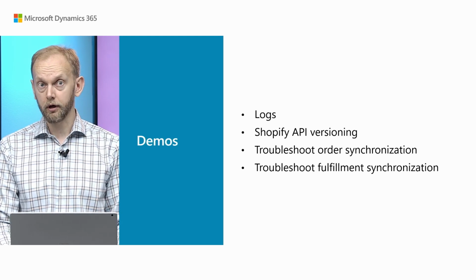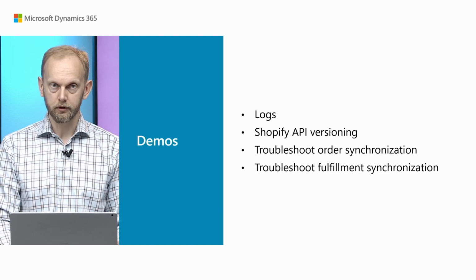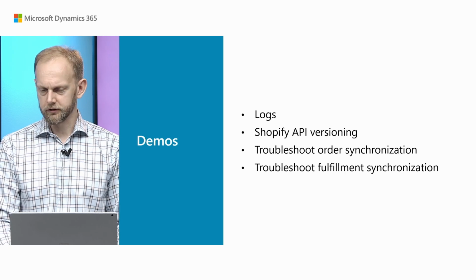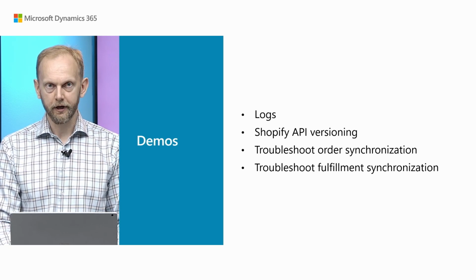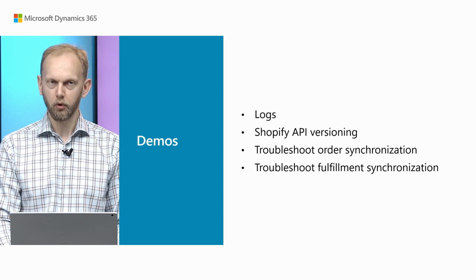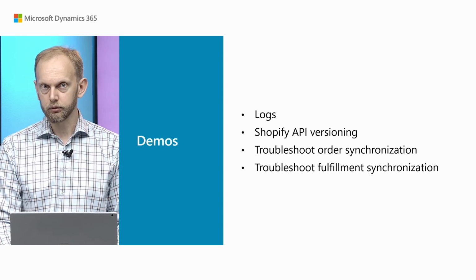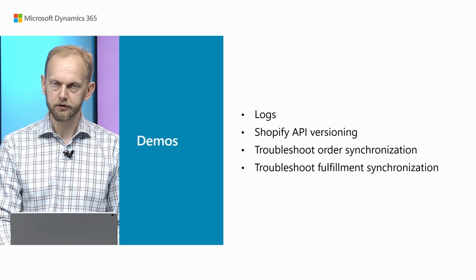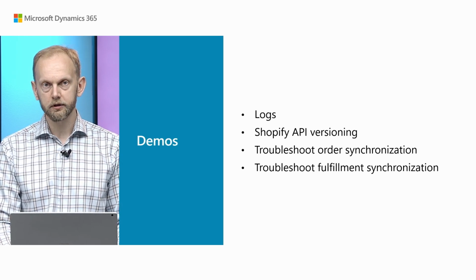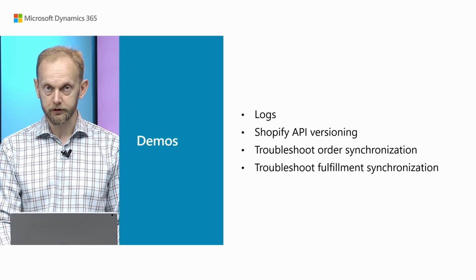So we will take a look at how to troubleshoot things using logging functionality, what Shopify API versioning is and what impact it has, or actually does not have, on us if you do all the things right, and how to troubleshoot the most noisy areas from the past. It's order synchronization and fulfillment synchronization.